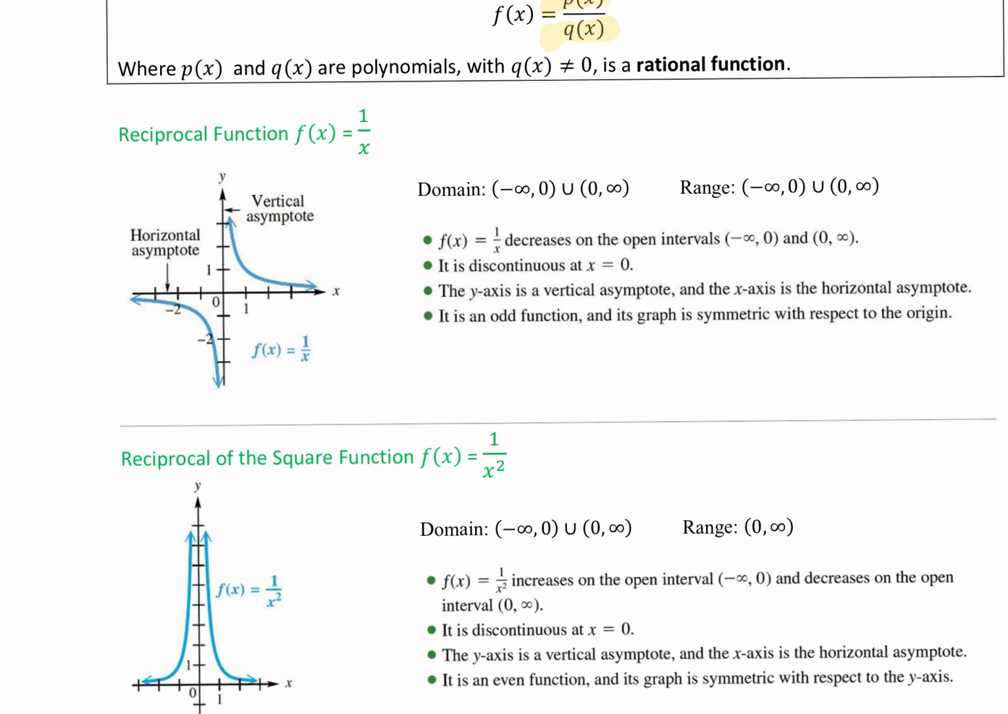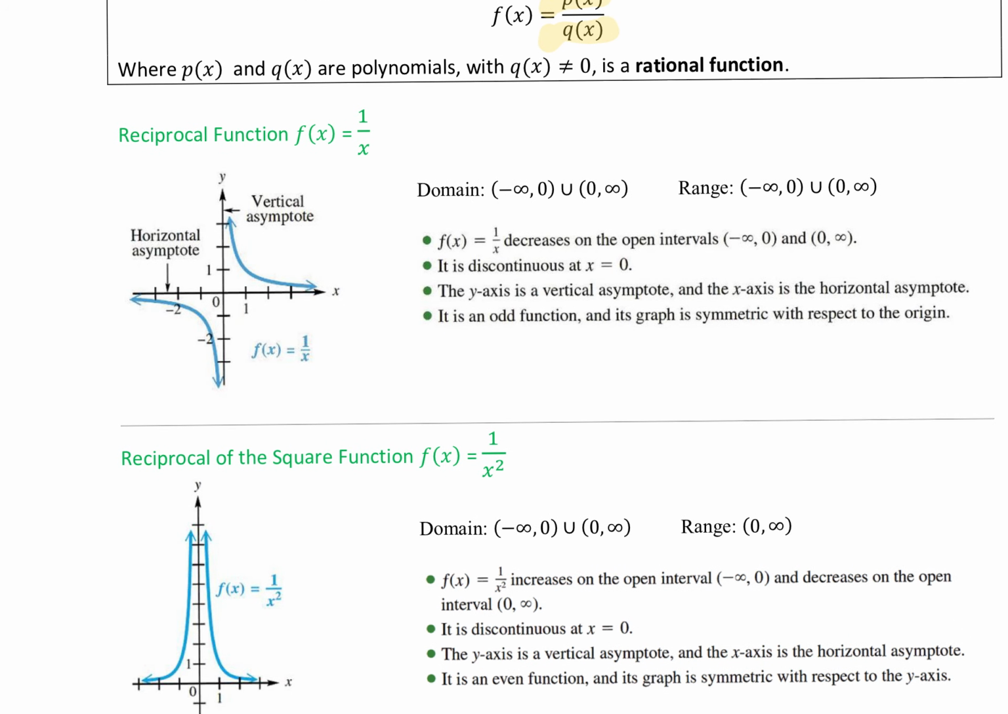In this section, we're just going to focus on two basic functions. The first one that we're going to look at would be this reciprocal function, which is 1 over x. Something to notice is that because x is in the denominator, that means that my x value cannot be equal to 0. That means that the domain is going to contain everything except 0. So the domain is going to go from negative infinity to 0, union 0 to positive infinity.